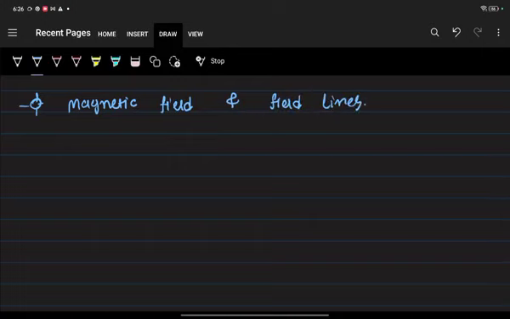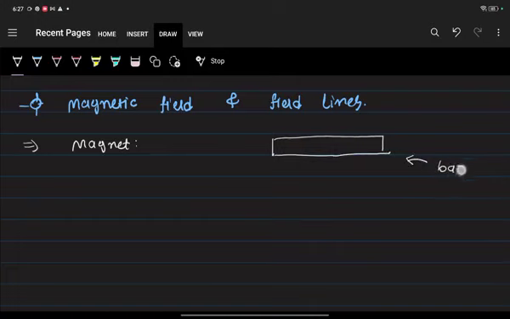So let's first talk about the magnet. Have you ever seen a bar magnet? Yes, sir. This is called a bar magnet. There are two poles, right? Yes, sir. North pole and south pole.